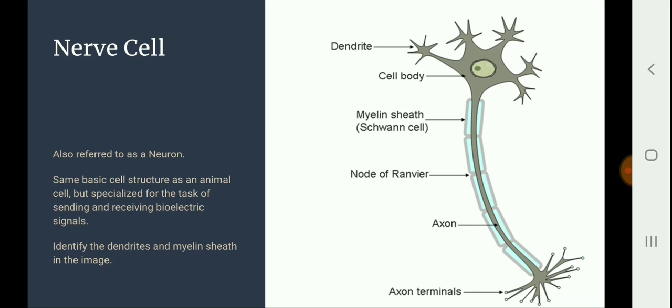And in your image, I don't need you to label cell body or axon terminals. The only two that we're going to focus on, again, are our dendrites and our myelin sheath, which is located along this axon here. For all intents and purposes, we will refer to this axon as kind of like a wire that allows that electricity to flow.